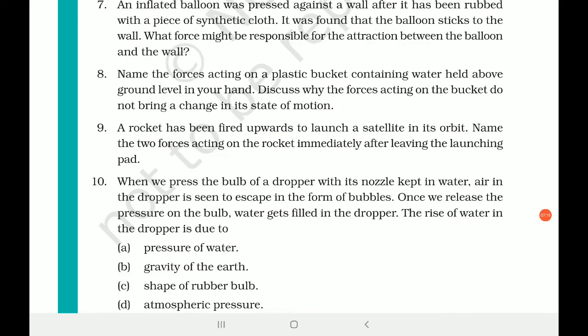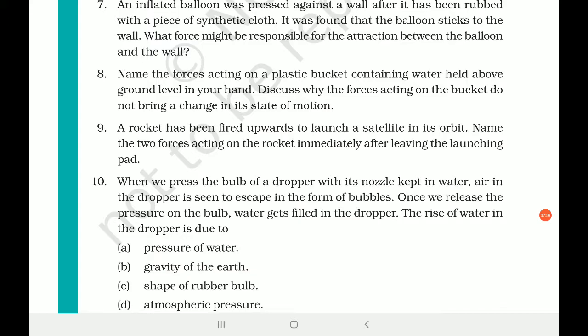So two forces. Discuss why the forces acting on the bucket do not bring a change in its state of motion. There can be a possibility that force is applied from both directions. That is, you are applying the force upward to hold the bucket, and gravity is pulling it downward. So as we see, you are applying an equal amount of force that gravitation is also applying. So the amount is equal and the direction is different. You are pulling it upward and gravitation is downward. So that's the reason there is no change found in the bucket.